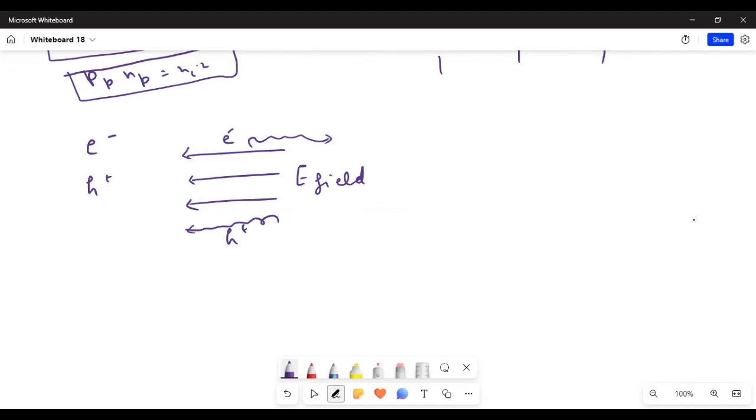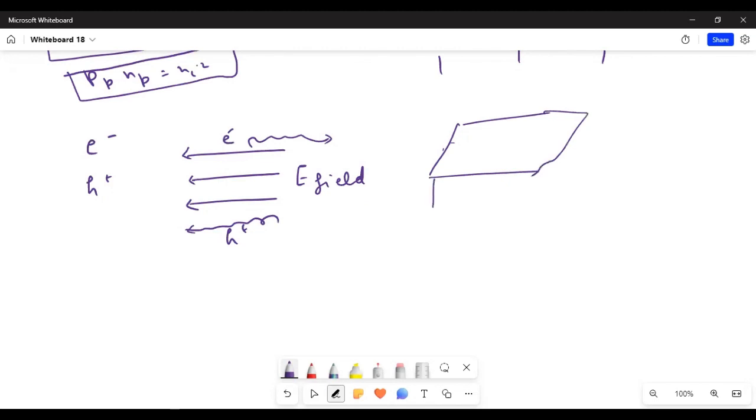But at the same time, if there is some concentration gradient, where some part has a higher concentration of a particular species, then it will diffuse to the lower concentration region. This is called diffusion, right?